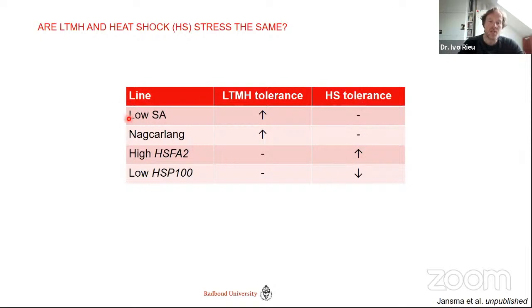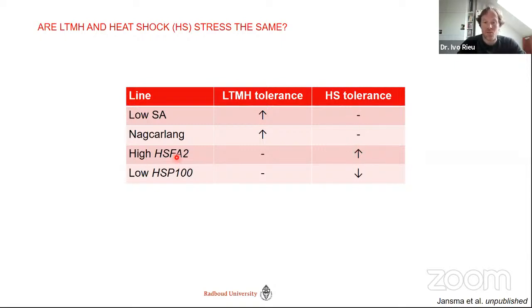So we have this low salicylic acid line that I just introduced to you. It has high tolerance to long-term mild heat, so the pollen do better than the wild type. We have another genotype, I'll come back to that later. It's called Narkalang. It's an old landrace, and also we know and we've measured that it is tolerant to long-term mild heat. So what we did is put these same plants in a heat shock, and interestingly, those plants were not better when you put them in a heat shock than the wild types. Okay, so this does not lead to also tolerance to high heat shock conditions.